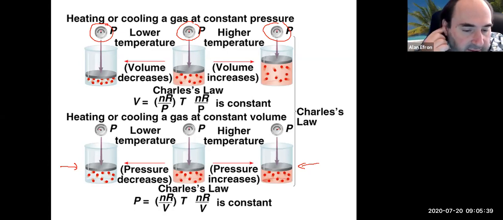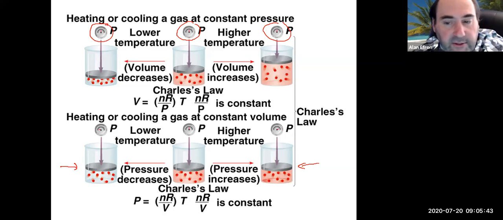So when we increase the temperature and the volume doesn't move, we're going to have more collisions and more pressure. And when we lower the temperature and the volume doesn't move, we're going to have fewer collisions and the pressure will start to drop, which is what we see in the pressure gauge. We sort of look at the top part of it.